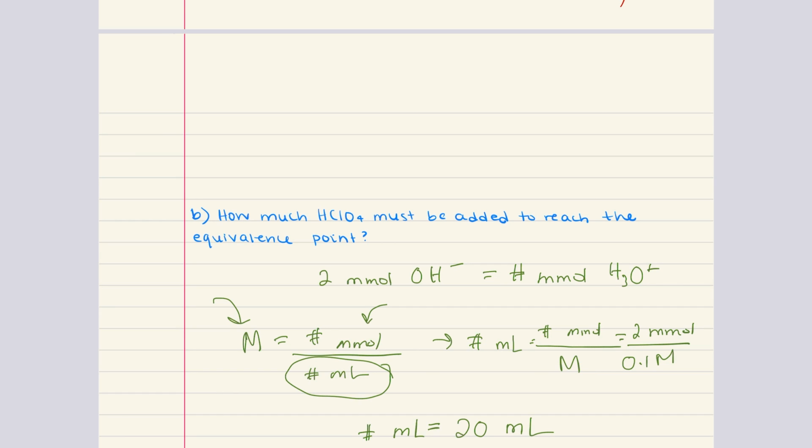So how much perchloric acid do we have to add to reach the equivalence point? We're going to need 20 milliliters.